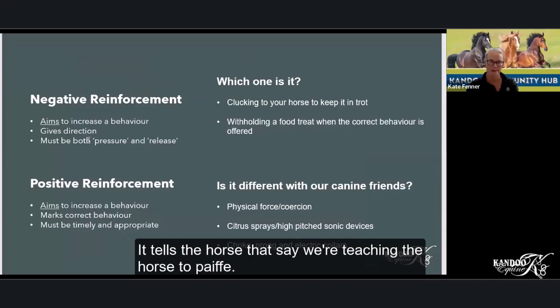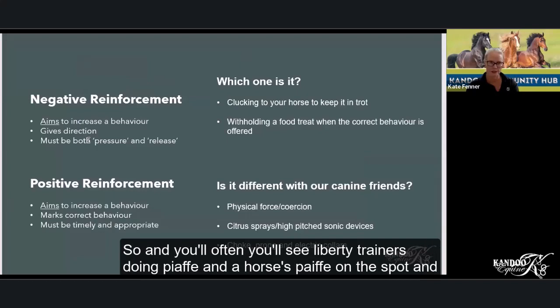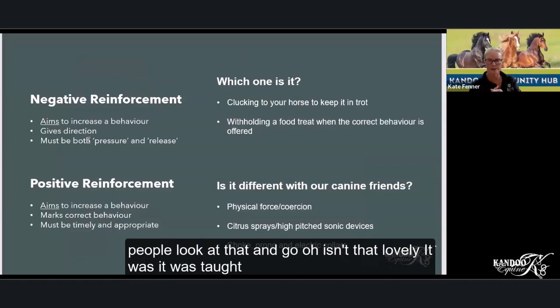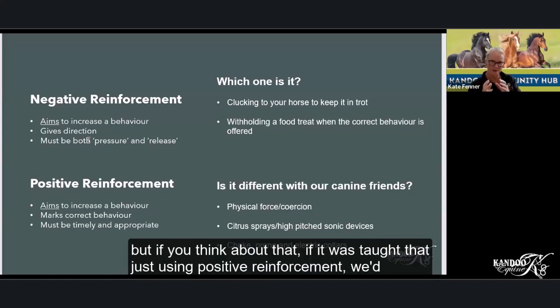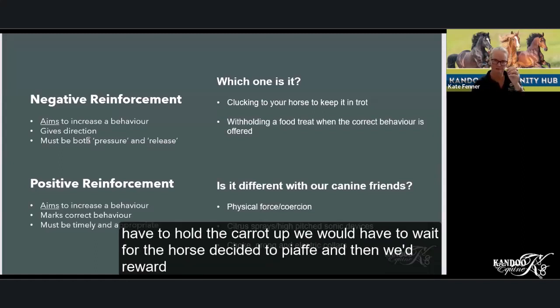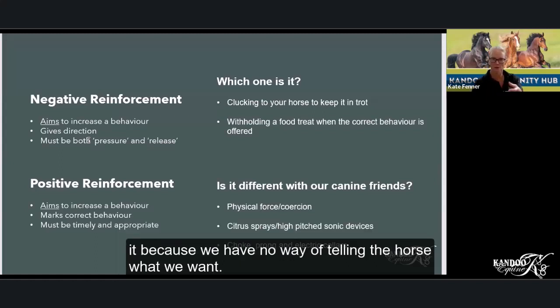It tells the horse, let's say we're teaching the horse to piaffe. You'll see liberty trainers doing piaffe, and the horse is piaffing on the spot, and people look at that and go, "Oh, isn't that lovely? It was taught to piaffe with no bridle and just standing in the paddock." But if you think about that, if it was taught just using positive reinforcement, we'd have to hold the carrot up. We'd have to wait for the horse to piaffe, and then we'd reward it, because we have no way of telling the horse what we want.